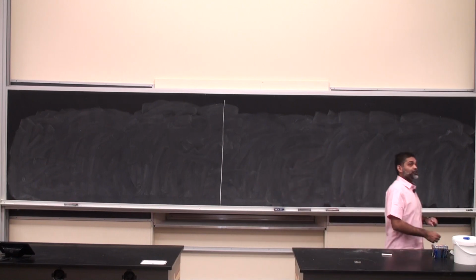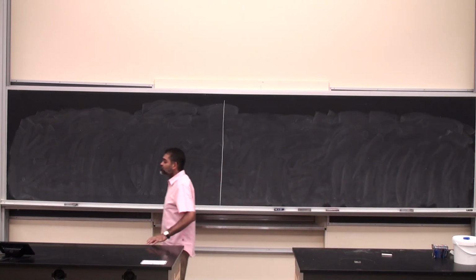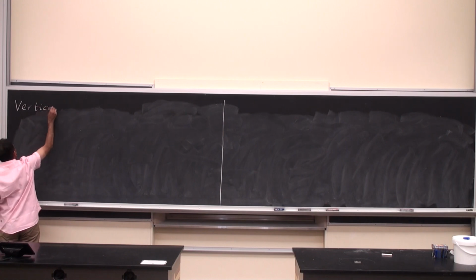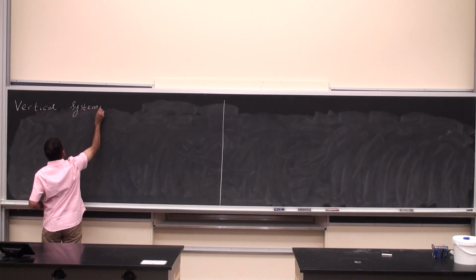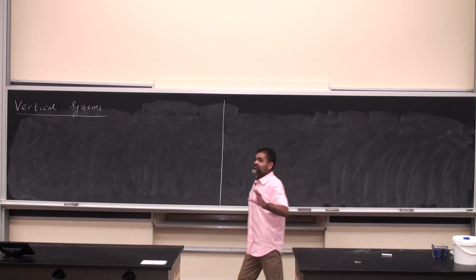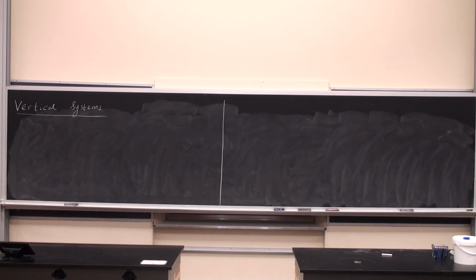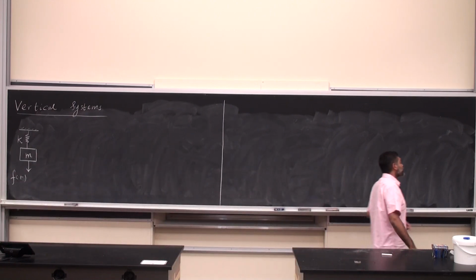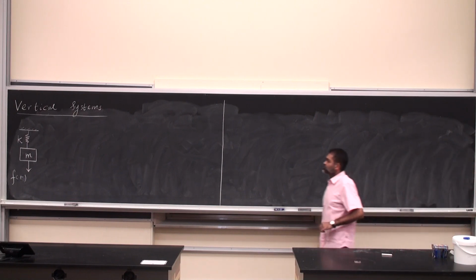All right. So we're going to start off today by doing something slightly different from what we've been seeing before. We're going to look at vertical systems. The simplest example of a vertical system is just a spring and a mass connected to each other. I have a spring, I have a mass, I connect them together. I apply a force F of t. And my aim in this very simple problem is to find the equation of motion. So what is the equation of motion?